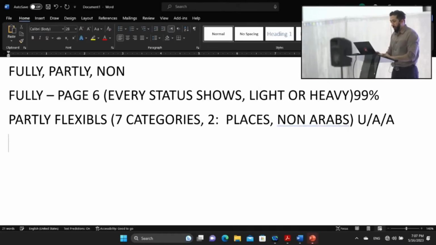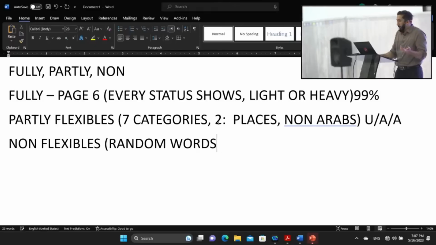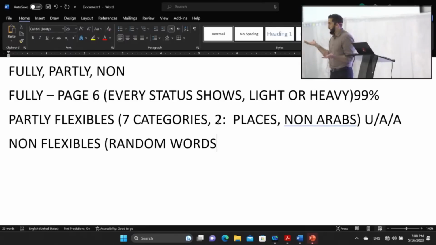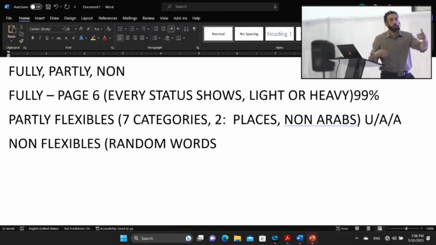Okay? Now, then there's non-flexibles. Okay, I mistyped here. Non-flexibles are random words, so I cannot give you categories. At least I was able to give you for partly flexibles: it's going to be places, non-Arabs, and 5 other categories. Non-flexibles, it's just the Arabs decided some words are non-flexible. We didn't really have a say, or you can try to discover each case why it is like that.